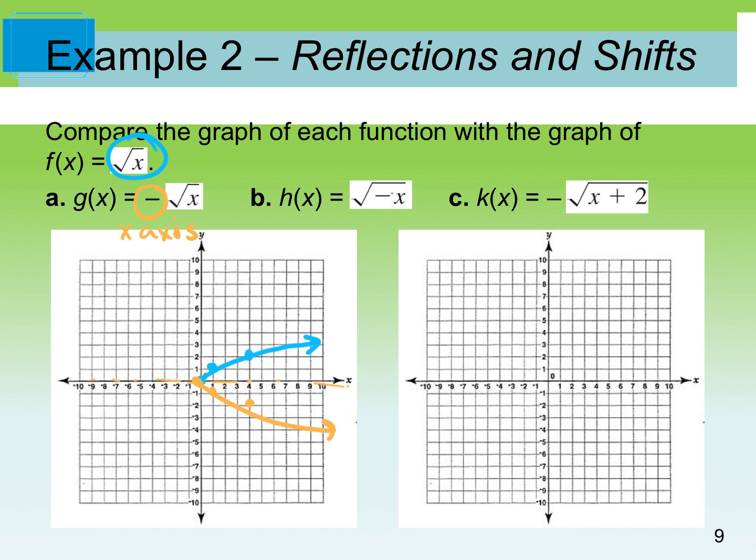Let's graph B. When we have a negative being multiplied on the inside, that's a reflection on the y-axis. So now my y-axis is going to act as the mirror. I'm going to take my parent function, which is that blue graph, and just flip it along the y-axis. I'm just going to switch the points over in the negative direction here. And that would be my graph.